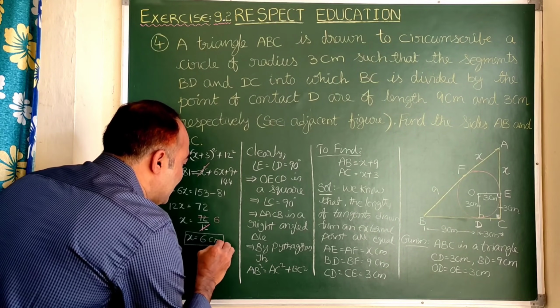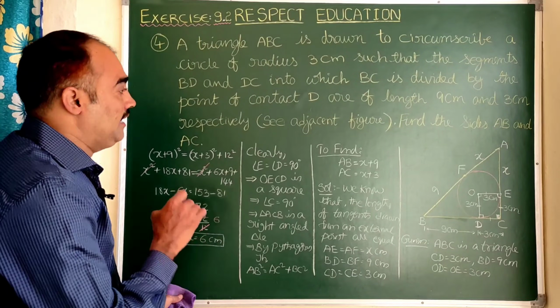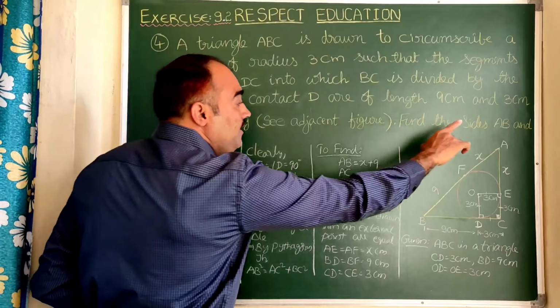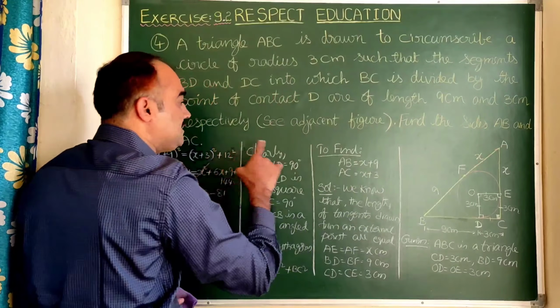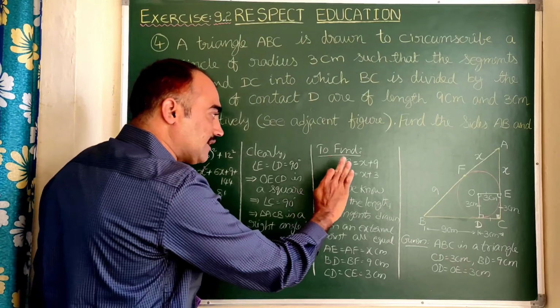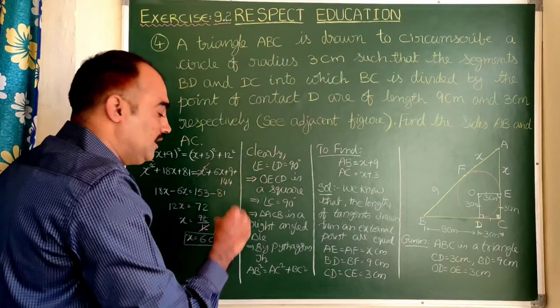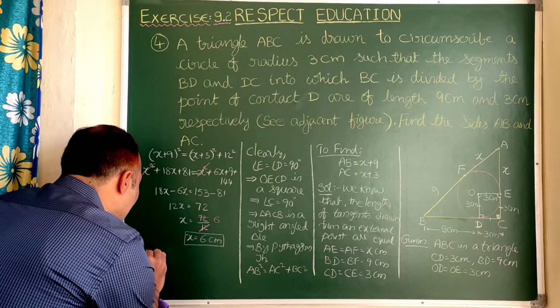But you do understand that, can we close the problem here? Let us see what to find. We need to find AB and AC, but not the value of x. Of course, the value of x is required, but that is not the last step. We need to find AB and AC. So let us find them now.